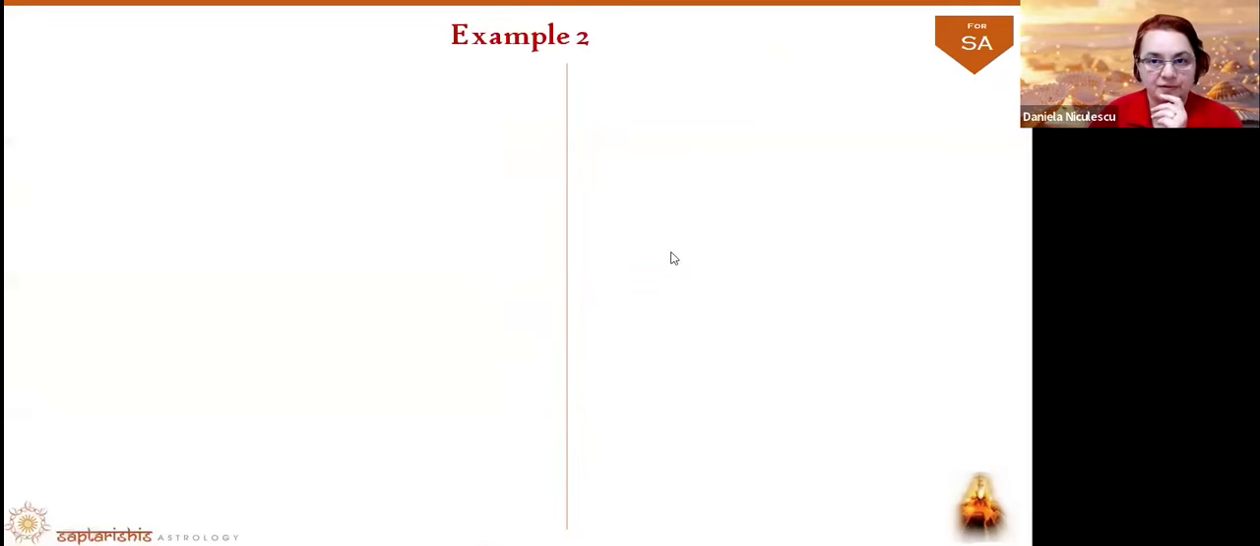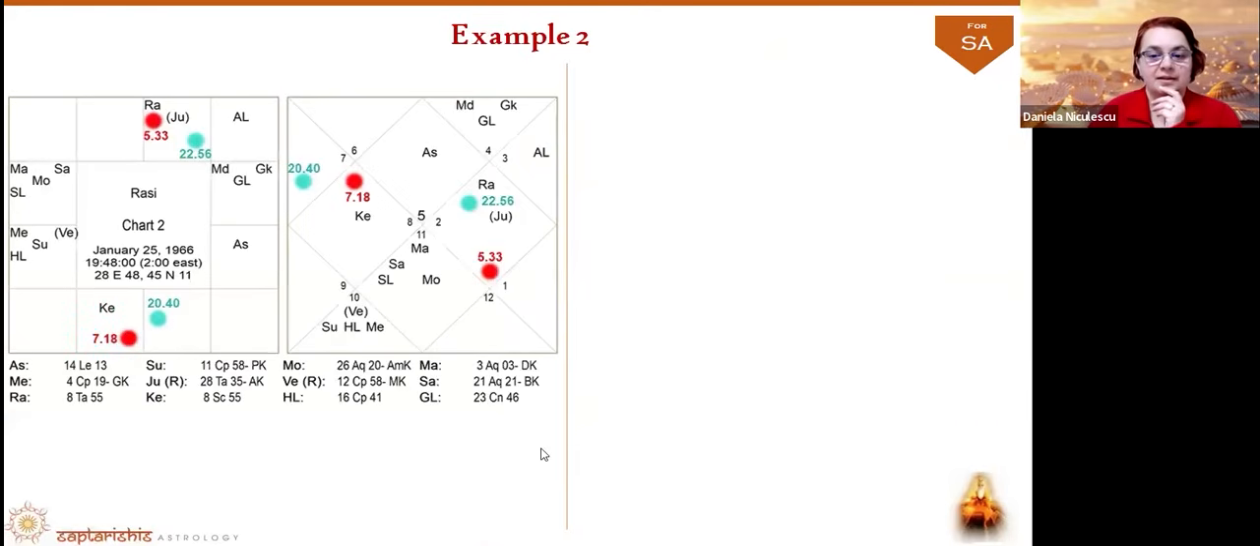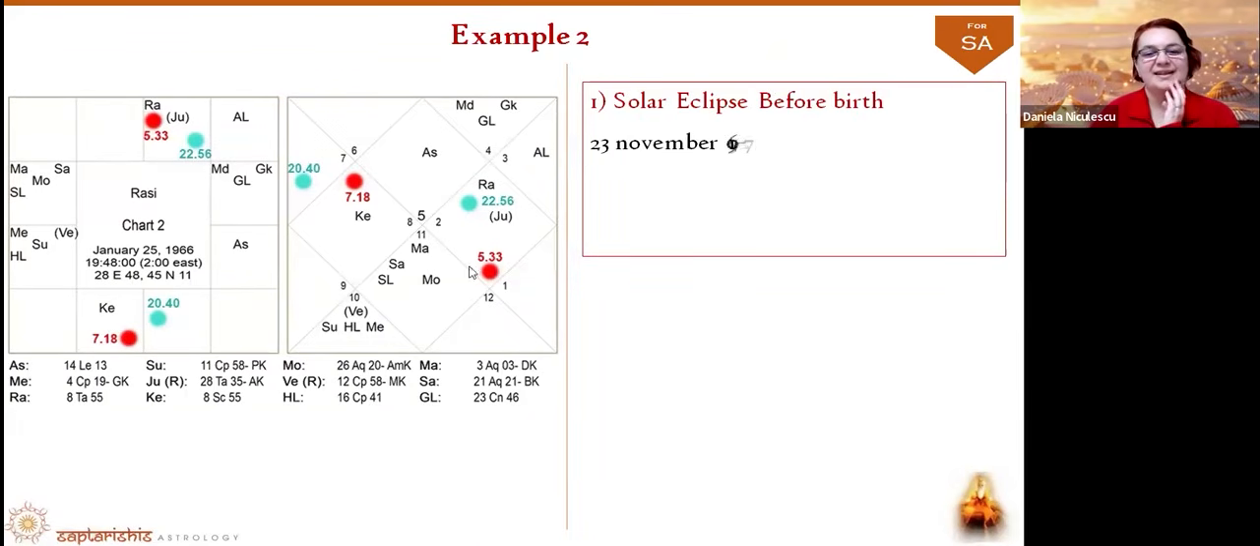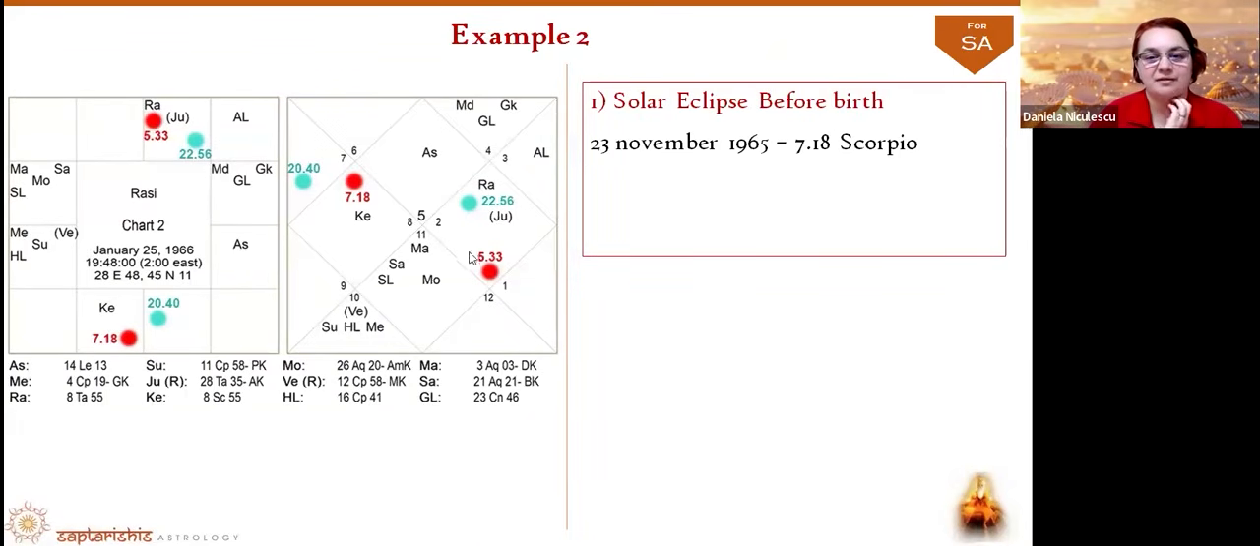Example number 2, another chart. This chart over here is a different person. The eclipse points, the red ones, are for the solar eclipses. The first solar eclipse is at 7:18 Scorpio over here in the 4th house. Just note the fact that it is very closely conjoined with Ketu. If there is an eclipse point somewhere close to a planet, just make a note of that. You see his Ketu is at 8:55, so very, very close in degree. So it's going to have an importance.